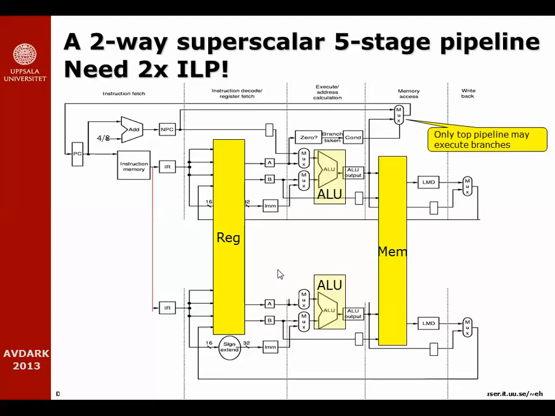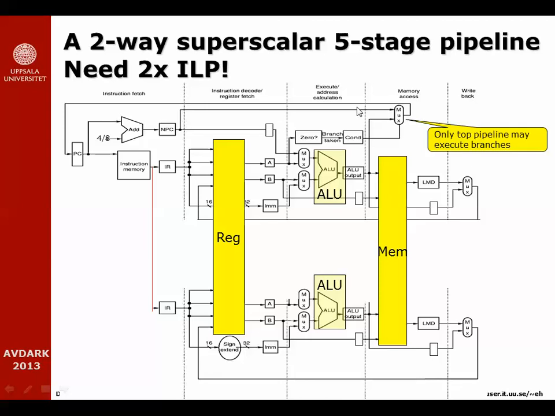Interesting to note in this picture as well is that only the top pipeline may execute branches, because only the top pipeline has this extra logic required by the execution of branches, and only the top pipeline has a program counter. A slight modification I made here is that the program counter is updated with either 4 or 8 each cycle. That depends on whether or not you manage to launch 1 or 2 instructions into the pipeline that very cycle.